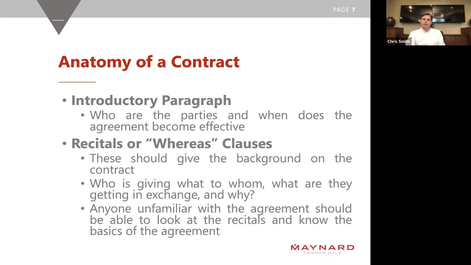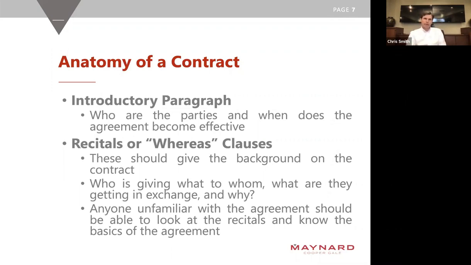Essentially, what a good recitals clause does is tell the story of the contract. It tells how we got here, and why the parties are actually performing under the contract. You may think that sounds silly or unnecessary, because you negotiated the contract. You know why you're entering into this agreement.